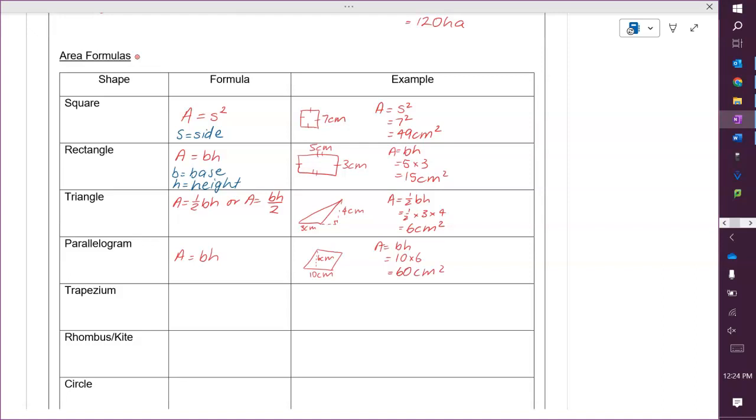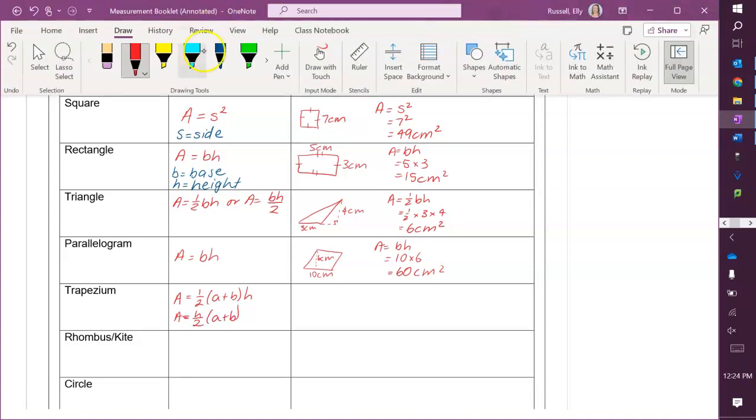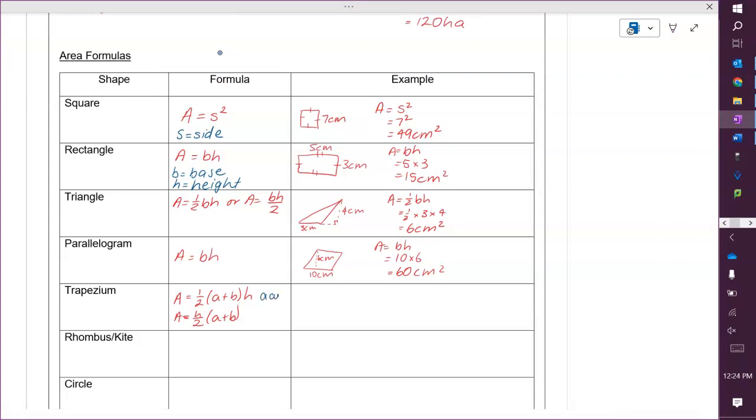Now, trapezium is a little bit trickier. I think this one is on your formula sheet, but you need to know what it is. And I think it's written a little bit differently on the formula sheet. But it's a half (A plus B) H. I think in the formula sheet it might be H over 2 times (A plus B). So just know that there's two different ways that could be written. H is again our perpendicular height, and A and B are the parallel sides.